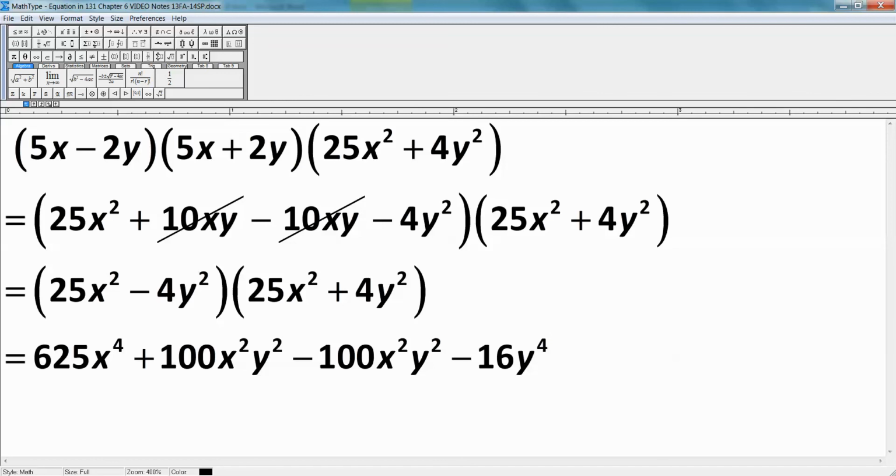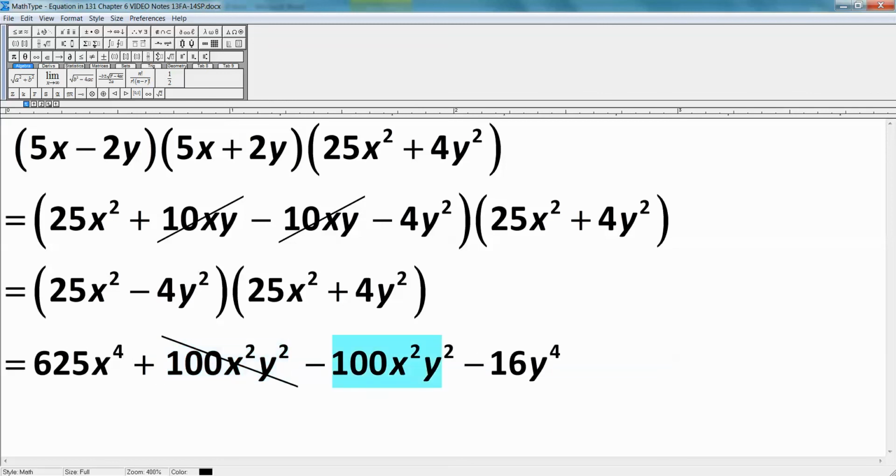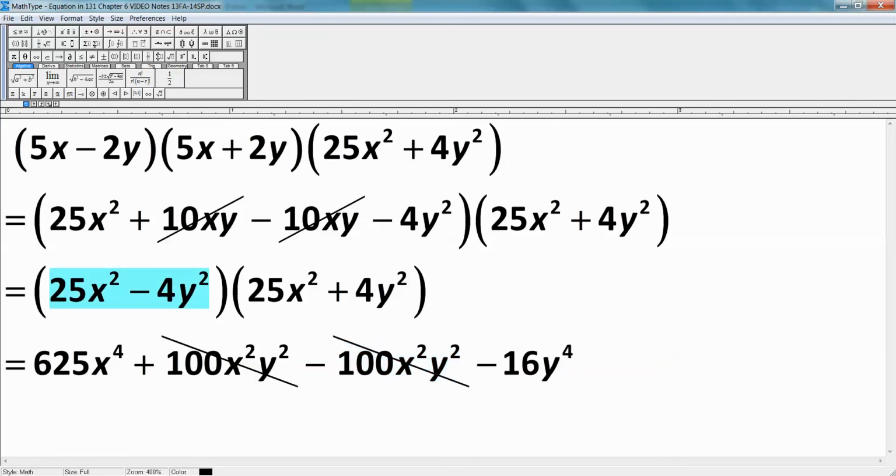And again, look at these two. They're gone, right? Because you have 100 and minus 100, they disappear. These were conjugates of each other again. Look, this one's a minus, this one's a plus, and otherwise they're identical. So that gives us 625 x to the 4th minus 16 y to the 4th.